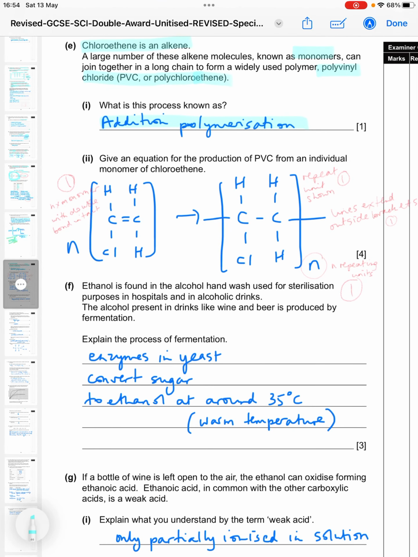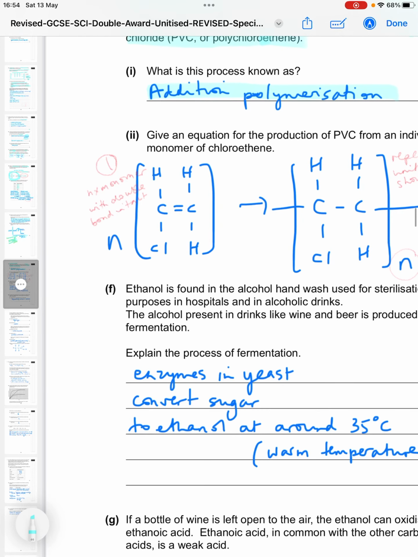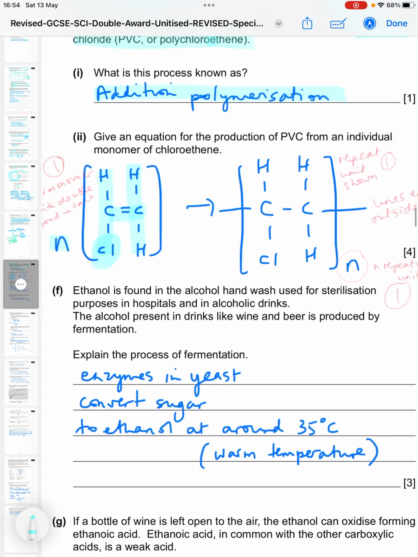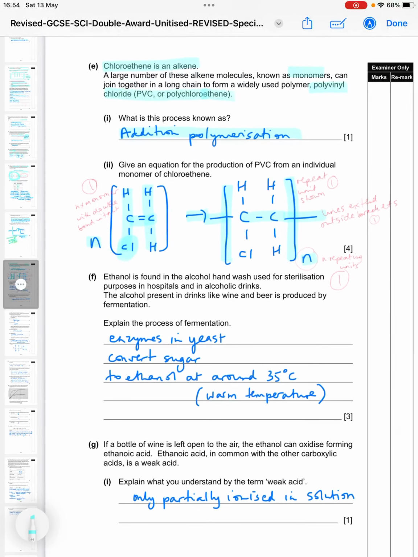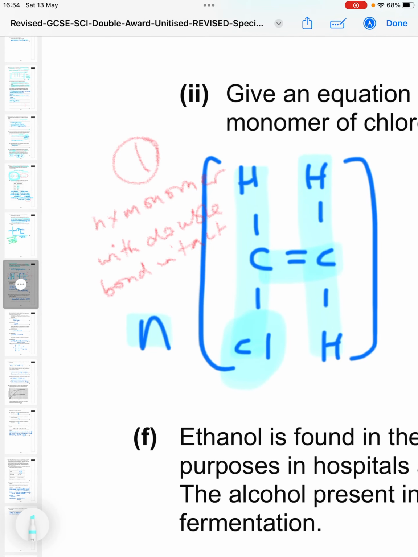So you need to give both parts of this. It's addition polymerization. Give an equation for the production of PVC from an individual monomer of chloroethane. So here is the chloroethane. It's just ethene with one of the hydrogens substituted for a chlorine, and we're writing n in front of that, and then that gives you, and this is the monomer, basically just with the double bond opened out to give a single bond sticking out each side of the square brackets, and n here.